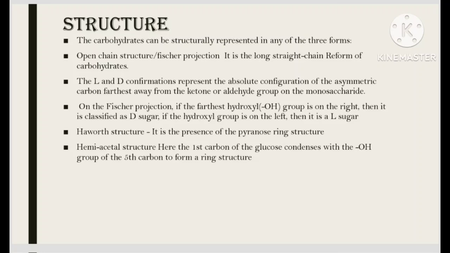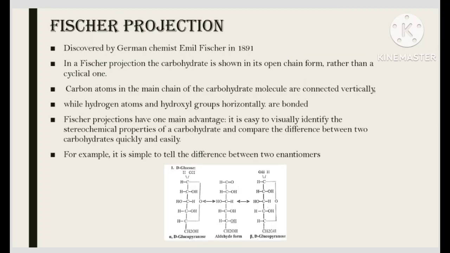Haworth structure is the presence of the pyranose ring structure, a hemiacetal structure. Here the first carbon of the glucose condenses with the OH group of the fifth carbon to form a ring structure. The Fischer projection was discovered by German chemist Emil Fischer in 1891.